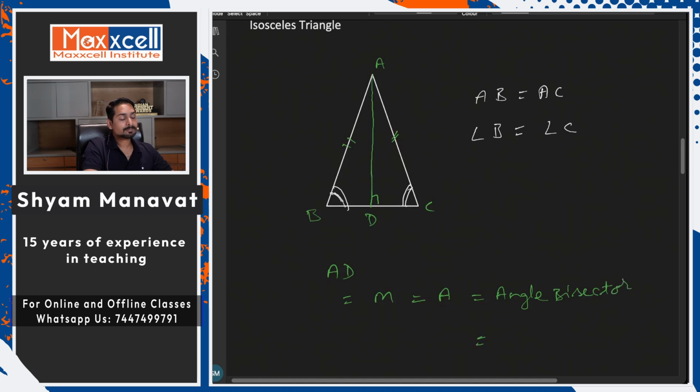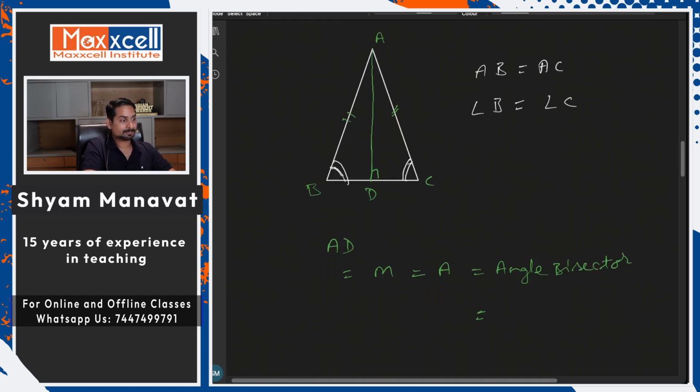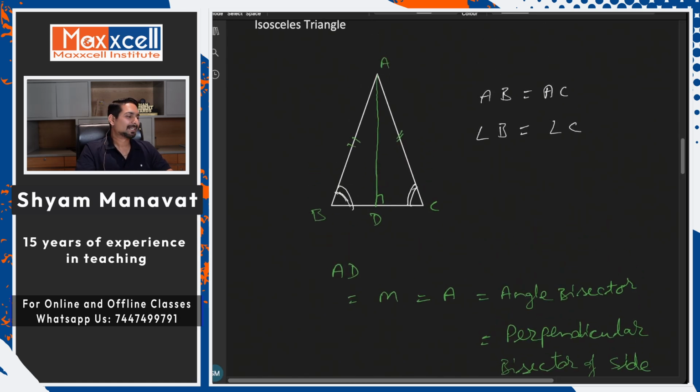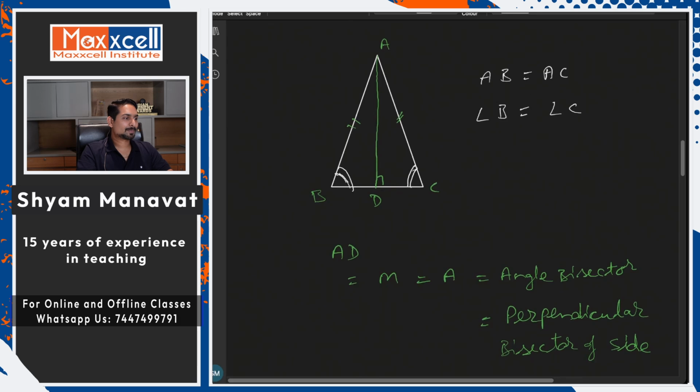or perpendicular bisector for the side. Perpendicular bisector for the side. Okay, so that's how it is.